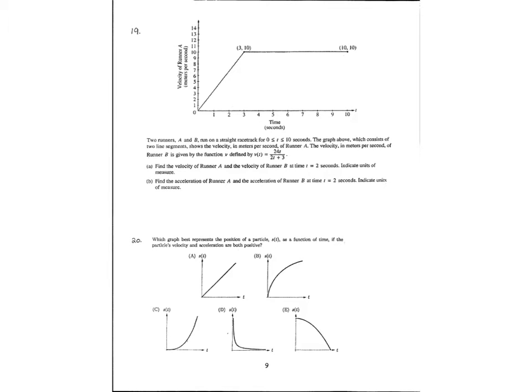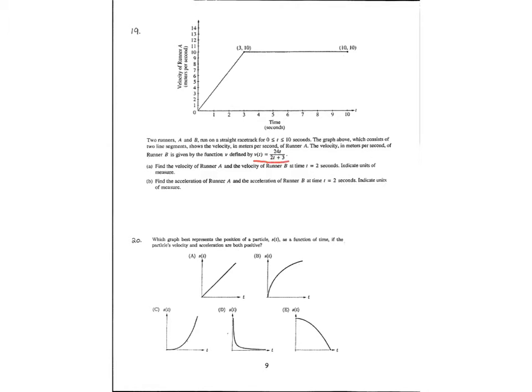All right. On the last page here, we are given a few problems. Let's take a look at the first one and read it. We got two runners, runner A and runner B, that run on a straight race track for 10 seconds from 0 to 10. The graph above, which consists of two line segments, shows the velocity, in meters per second, of runner A. And the velocity of runner B is given by this function written down here.